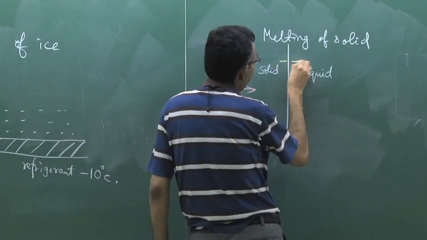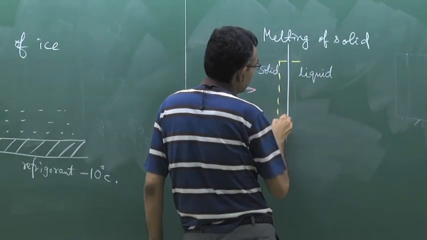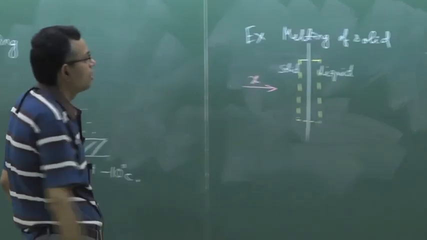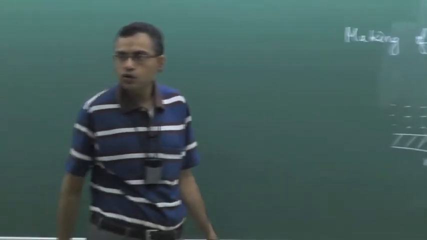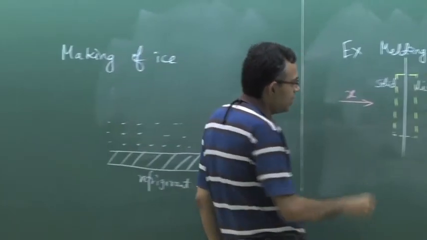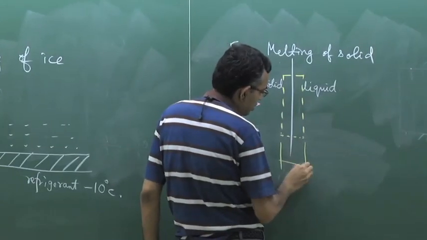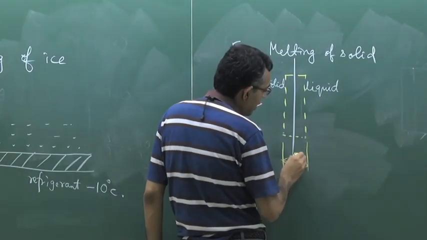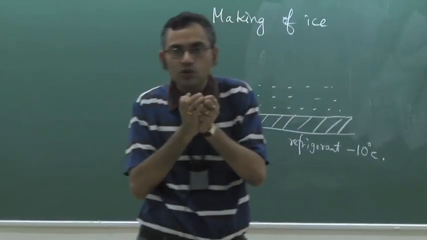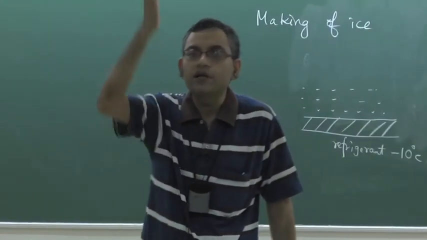Let us say that we take a small control volume like this, surrounding the interface. This control volume is of thickness delta x. In the limit as delta x tends to 0, we can recover a sharp interface.